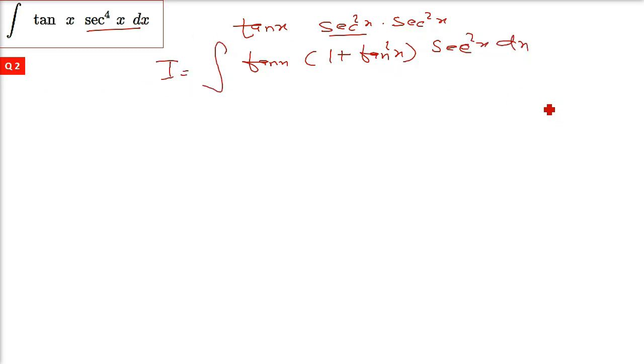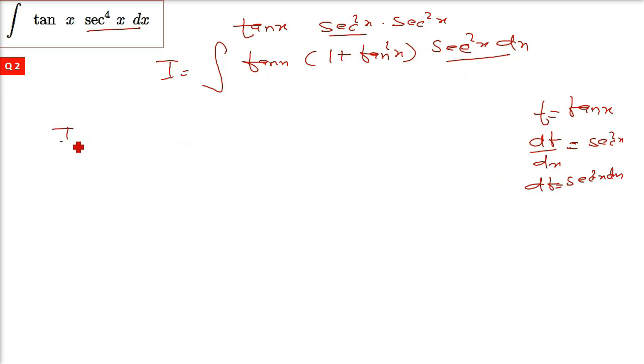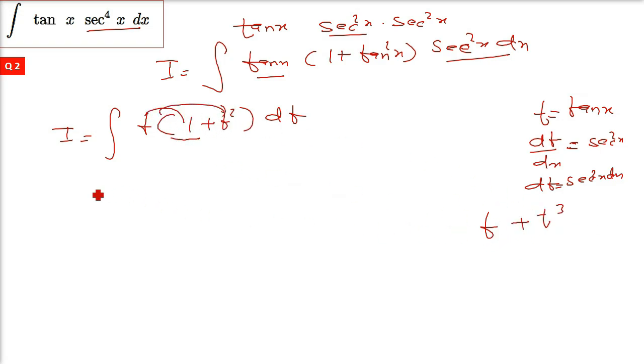Integration of this will become as follows. When we take t as tan x, as we did in the previous question, dt by dx will give you sec square x. That is, sec square x dx, if we put t equals tan x, will become dt. This integration will become like this: tan x is t, and 1 plus tan square is 1 plus t square. Sec square x dx is dt. When you multiply this inside, it will be t into 1, that is t, and t into t square will be t cube. When we integrate this, let us separate these two terms, t dt and t cube dt.